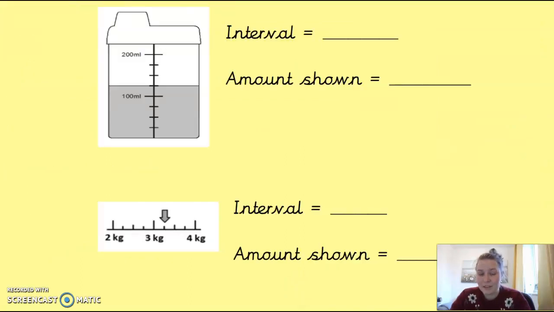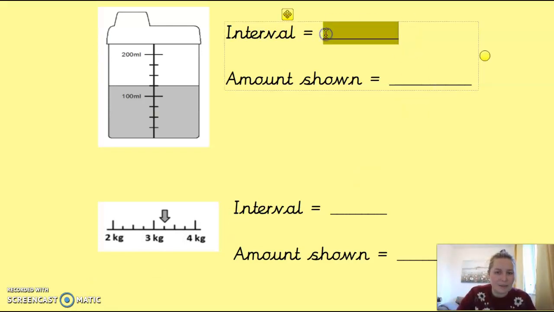Have a go at these two now. Pause the video, decide what your interval is and decide on the amount shown, and then come back. Right, let's check the answers together. So our interval here, I've got 100 and 200 there. So the difference is 100, and I've got 1, 2, 3, 4 gaps. 100 divided by 4 is 25. So my intervals are 25 millilitres.